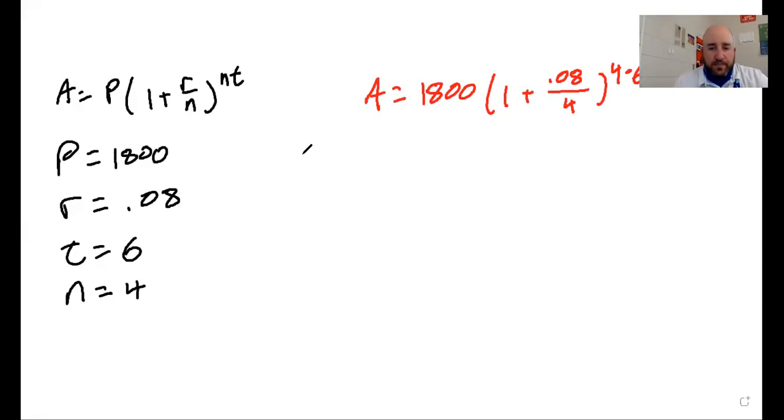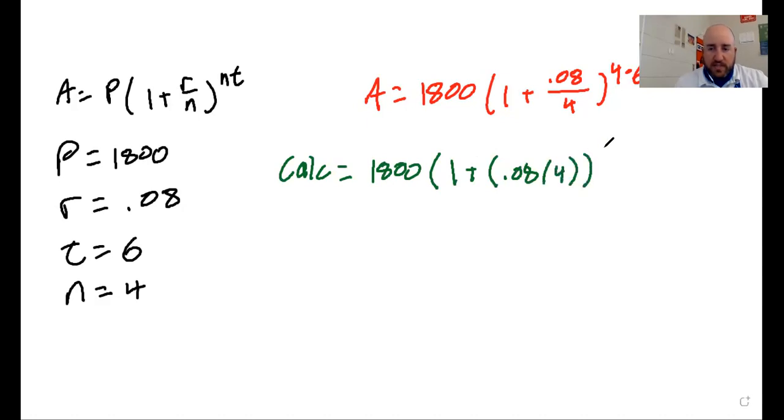So for your regular scientific calculator, 1,800 parentheses, we're going to have a lot of sets of parentheses here. 1 plus parentheses, a second set of open parentheses, 0.08 divided by 4, close parentheses, caret. If you do 4 times 6 is 24, you can just put 24. But I know one of the problems is daily, so it'd be 365 times something. So we'll just do parentheses 4 times 6, close parentheses, equals. And we'll punch that in your scientific calculator to calculate.